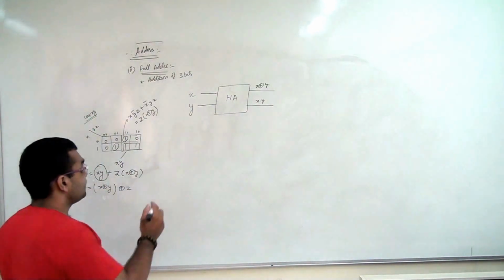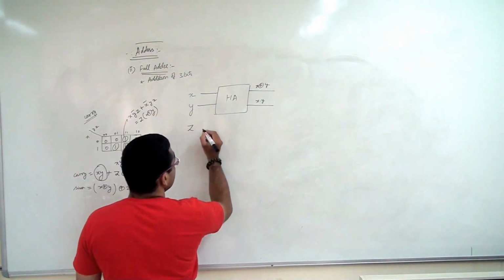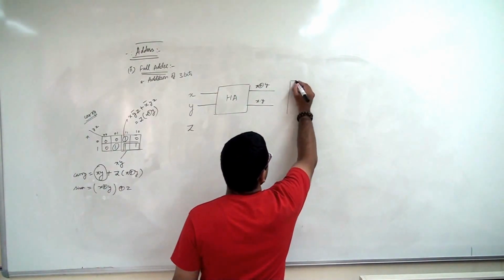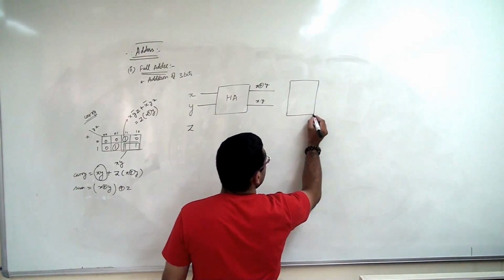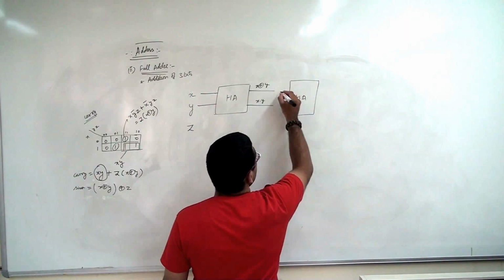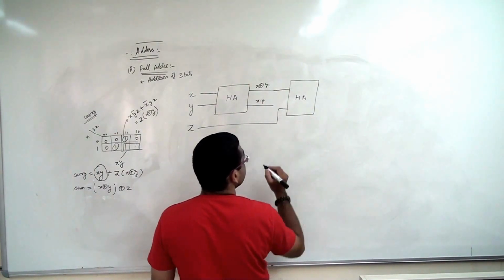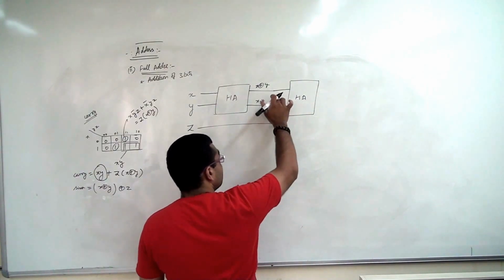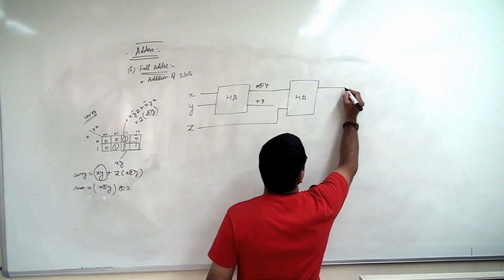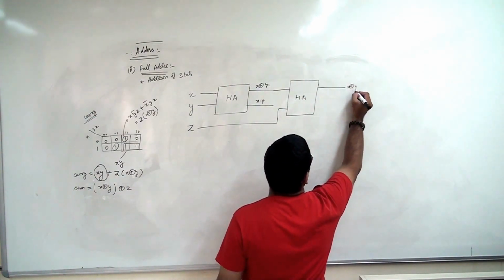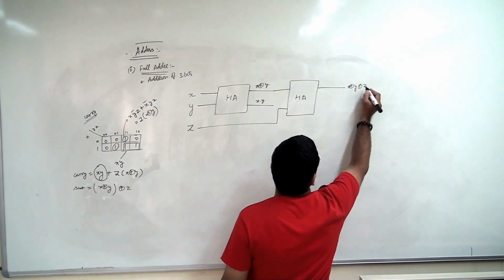Then I take z as my third input and I feed these two, z and x XOR y, to another half adder as the inputs. What I'll do with this, we'll see in a little while. So this is my final output, x XOR y XOR z, that is my sum.